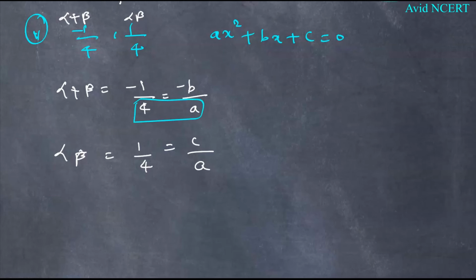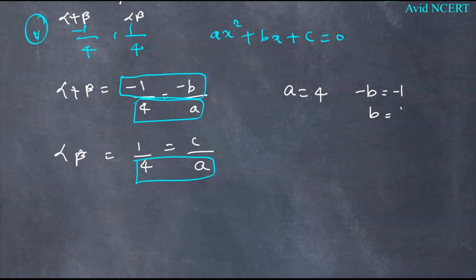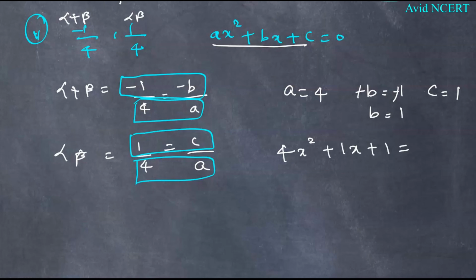The a value is the same in both of these, therefore we know that a equals 4 and minus b equals minus 1. So we can write that minus b equals minus 1, which means b equals 1. Negative cancels and c equals 1. So now substitute these values in the equation ax square plus bx plus c equal to 0, which is 4x square plus 1x plus 1 equals 0. So this is the quadratic polynomial of the fifth problem.